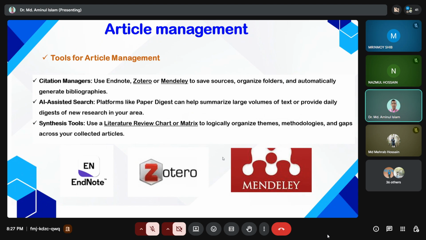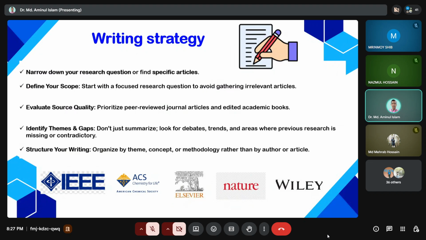Then comes writing strategy. This is very important for you as a future researcher. After collecting your literature, you need to study it and then narrow down your research questions or find specific articles. Then define your scope. Start with a focused research question to avoid gathering irrelevant articles. And evaluate source quality.